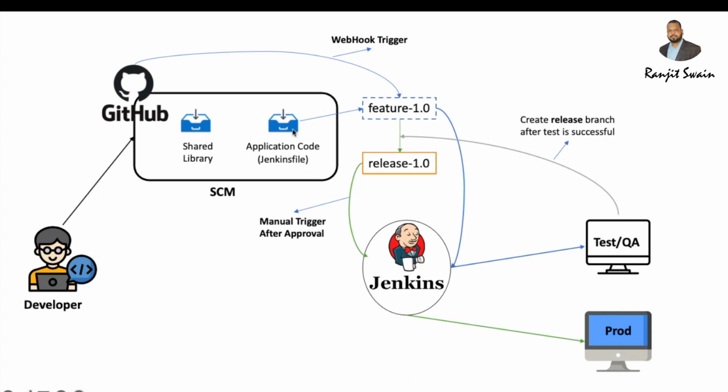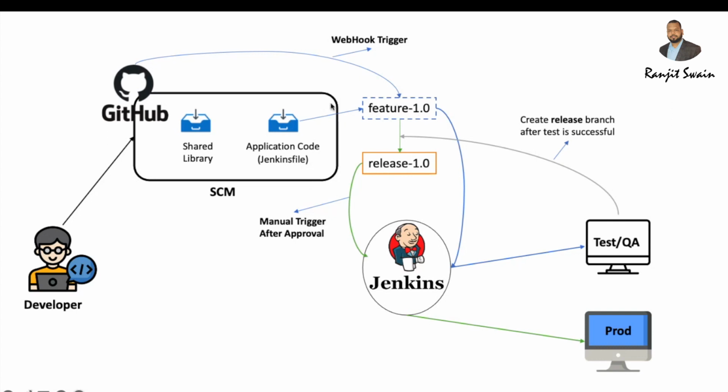And as I said, we are going to use this application code, the development repository, to trigger the build, right? So we'll have a different branching strategy being followed. Like we have the feature and release branches. Two branches will be there. Feature 1.0 suppose and release 1.0.